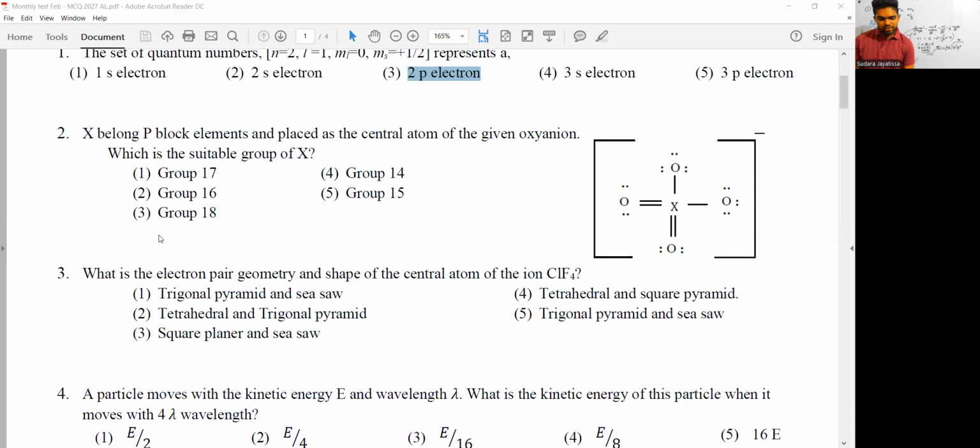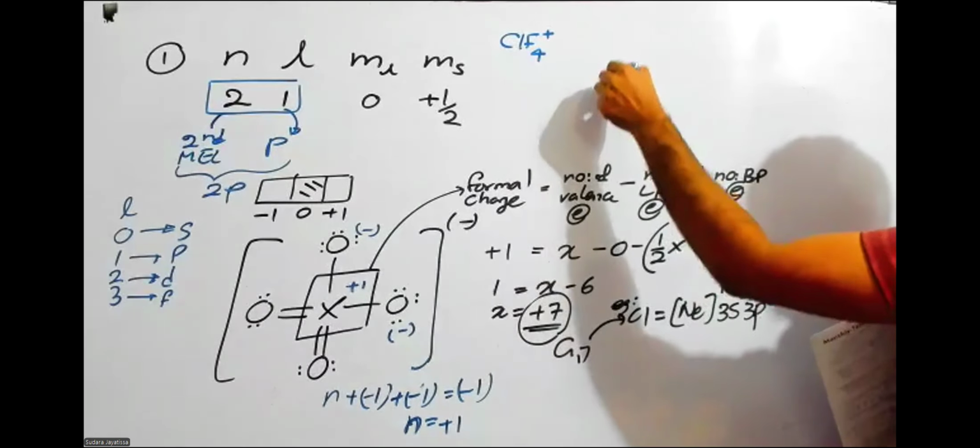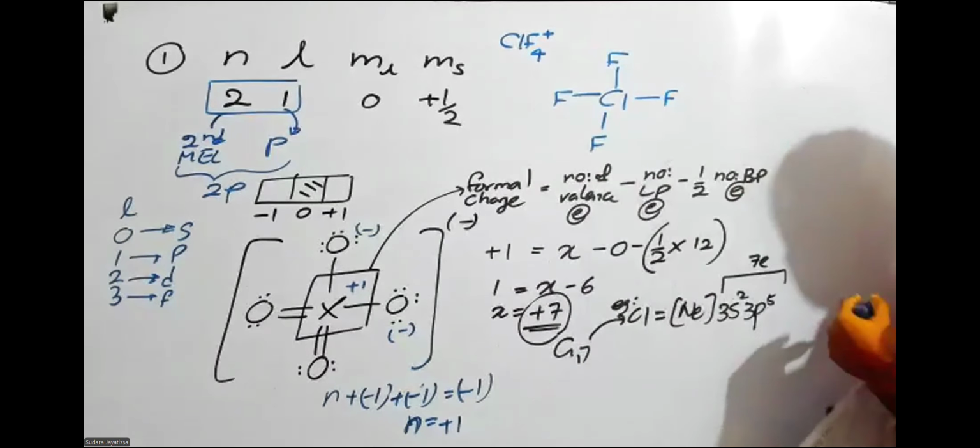Okay, and the next one, here you have a small printing mistake. It should be ClF4 plus. Okay, ClF4 plus. So it is asking the electron pair geometry and the shape of this ion. So chlorine is our central atom, and there are 4 fluorine atoms as peripheral atoms.